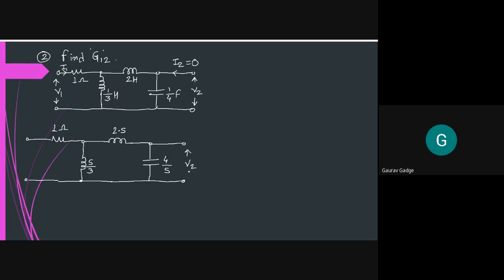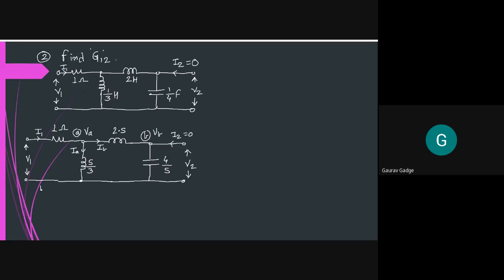This is V2. Value of I2 is equal to 0. This is node A, whose value is VA. This is node B, whose value is VB. Then this current is I1. This current is IB. This current is IA. This is V1.